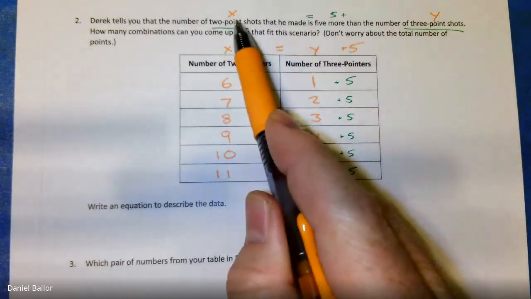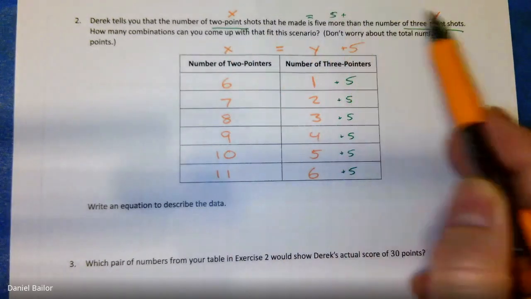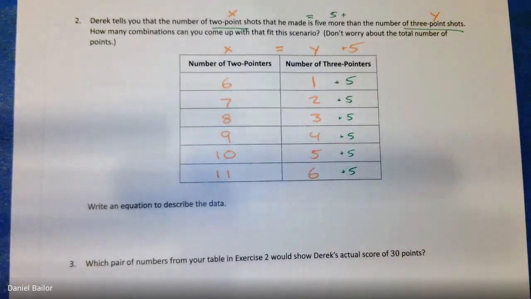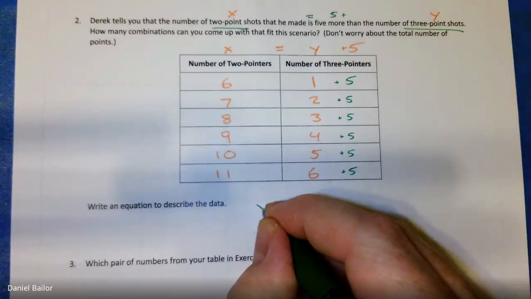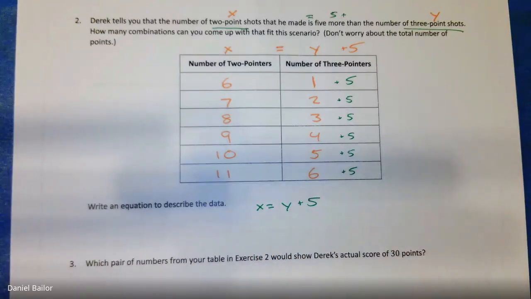It says that in the equation. 2-point shots, X, is 5 plus 3-pointers, Y. X is 5 plus Y. So that's the equation we have. The equation we have is X equals Y plus 5.